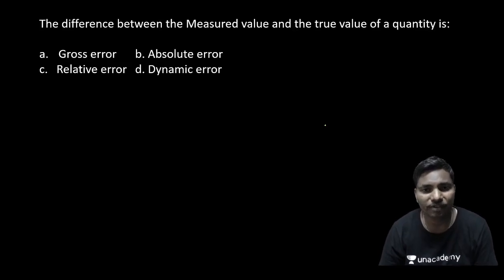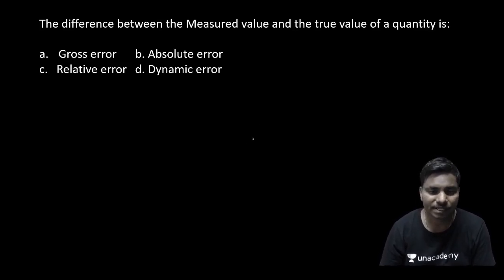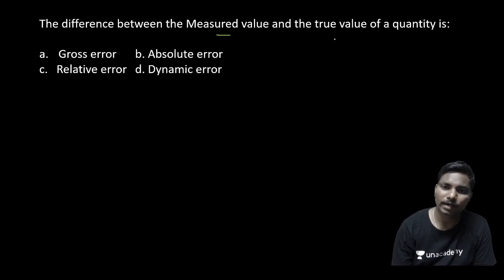So the difference between measured value and the true value of the quantity is dash. Very important question and very easy one. Measured value to true value. So that is measured value if you consider AM, and true value if you consider AT. AM minus AT, that is nothing but absolute error.